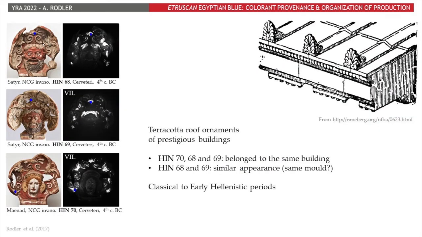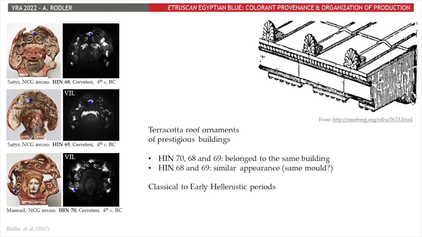Then another example I wanted to show you are Etruscan antefixes that you can see here. First with the visible light pictures, and then the VIL, so the visible-induced luminescence imaging, where you can see the luminescence of the Egyptian blue in various parts of the antefixes.